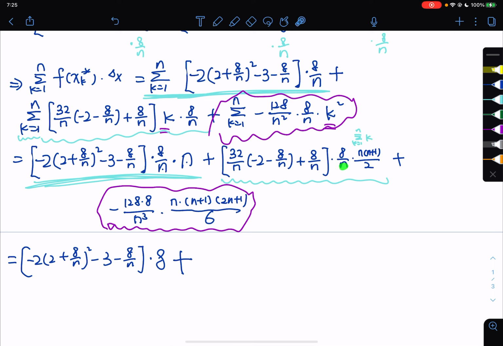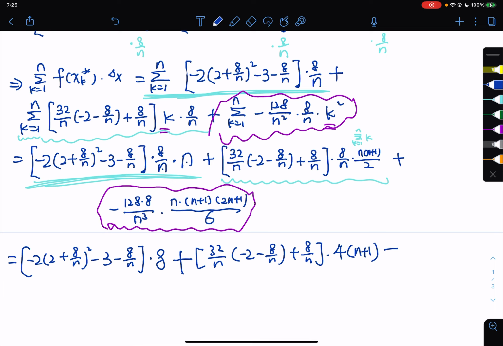Similarly, there's an n here, there's an n here. Those two can cancel. The 4 and the 8 and 2 can have a 4, and then have n plus 1 outside. So this is 32 over n. Multiply negative 2 minus 8 over n plus 8 over n multiplied by 4n plus 1. And the last term, technically minus 1 to 8 times 8 divided by 6. That's a constant collected. I can cancel one of those n, so it's n squared, and it's n plus 1 and 2n plus 1 on the top.